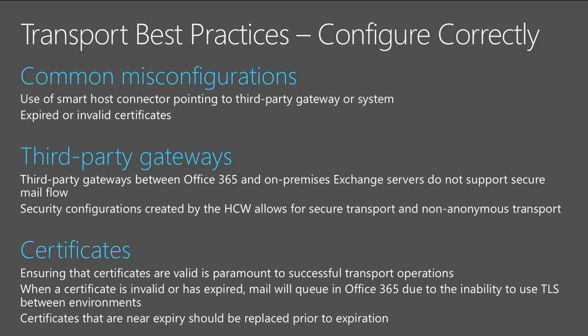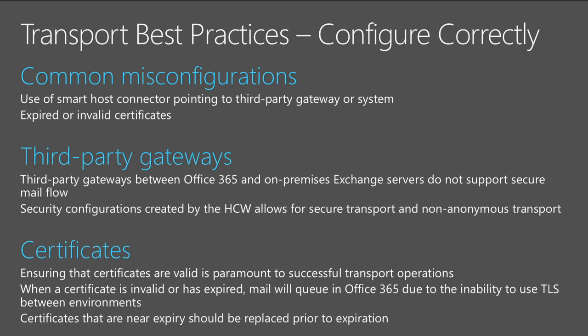Third-party gateways between Office 365 and on-premises Exchange servers do not support secure mail flow. Okay, keep that in mind. And the security configurations created by the hybrid configuration wizard do allow for secure transport and non-anonymous transport. But the fact that you don't get to use a third-party gateway in there may be a burden to some of you. With certificates, again, it's not just that they're valid, but they also have to be assigned for transport operations as well.